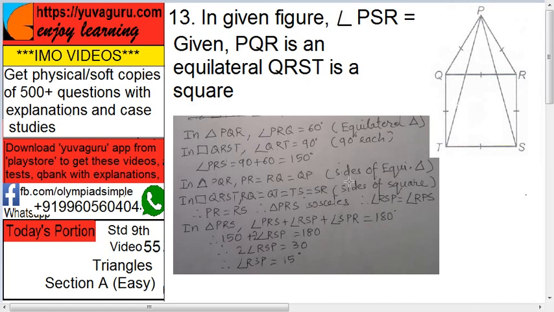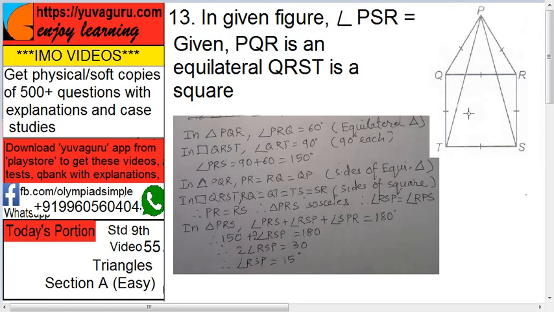So what happens now? In triangle PRS now, PRS, this triangle only. In triangle PRS what will happen now? This PR becomes equals to RS, because we have already proved it over here. Okay. So PRS is what now? Isosceles. Now this is isosceles, means what? These two angles RSP will be equal to RPS, because isosceles triangle and base angles, right?